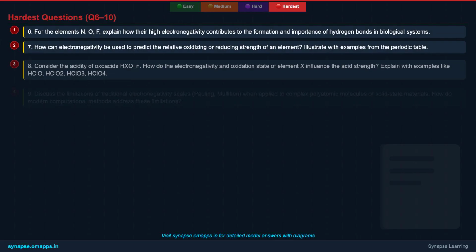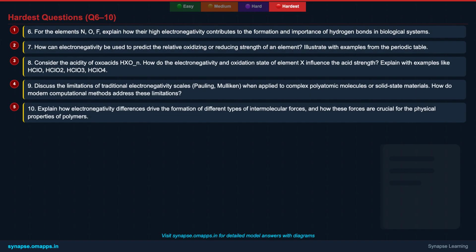Here are the remaining 5 questions for the hardest level. These will further test your ability to synthesize information, apply complex theories, and think critically about electronegativity in various contexts, including materials science and biological systems. Push your limits, and remember that mastering these concepts is key to excelling in competitive exams like GMAT.